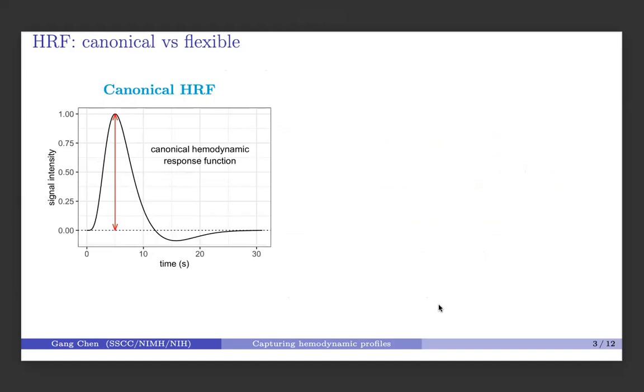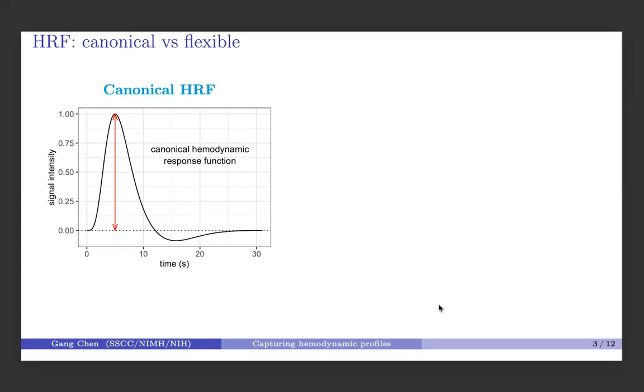Everybody is familiar with the canonical HRF, right? The shape is totally fixed, the total duration is fixed, and the peak occurs at a fixed 5 seconds. The duration of the overshoot and the duration of the undershoot are fixed. And the depth of the undershoot is also fixed. It's about 9% of the peak height.